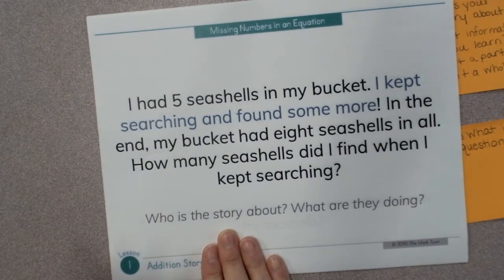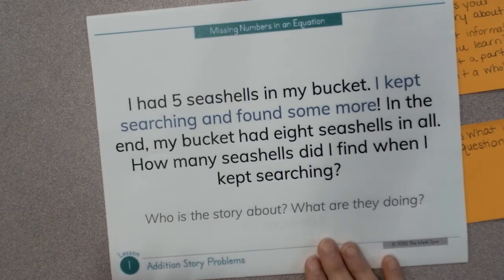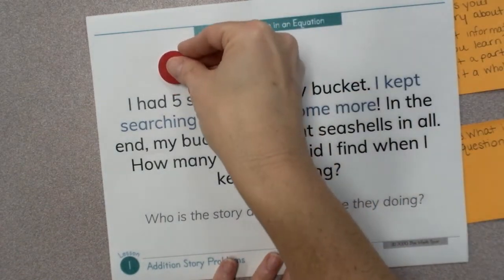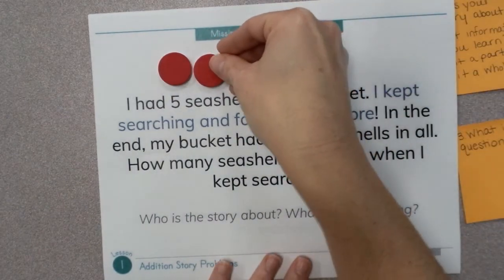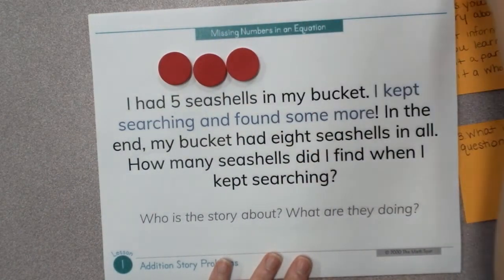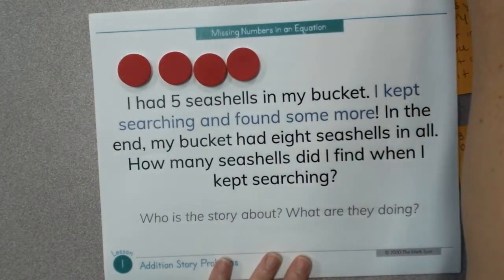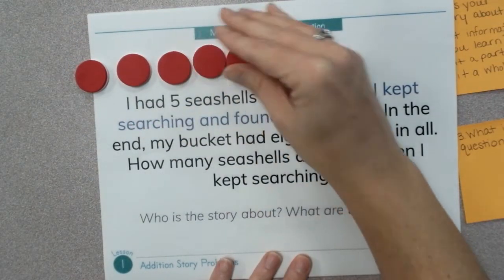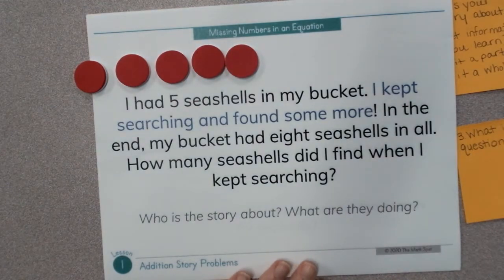I had 5 seashells in my bucket. So how many seashells did we have in the bucket? They had 5. So here's 1, 2, 3, 4, 5. 5 seashells in my bucket. I kept searching and found some more. In the end, my bucket had 8 seashells in all. How many seashells did I find when I kept searching?